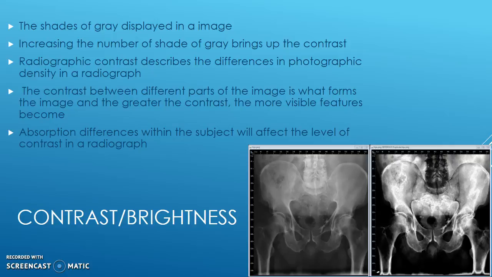Contrast is the shades of grays displayed on the image. Increasing the number of shades of grays brings up the contrast. Radiographic contrast describes the difference in photographic density in a radiograph. The contrast between different parts of the image is what forms the image, and the greater the contrast, the more visible the features become. Absorption differences within the subject will affect the level of contrast in a radiograph.